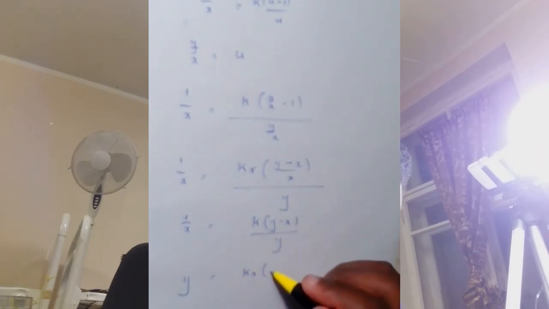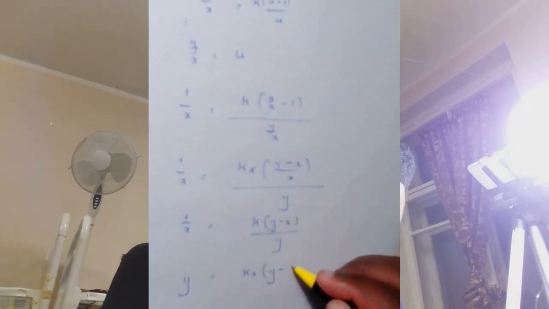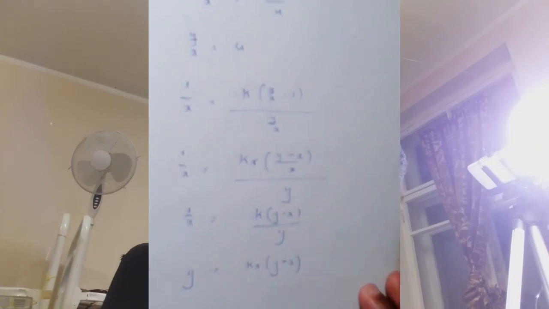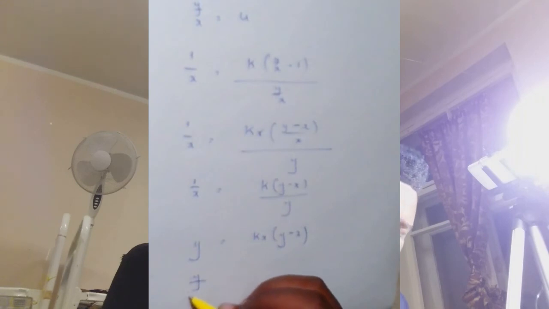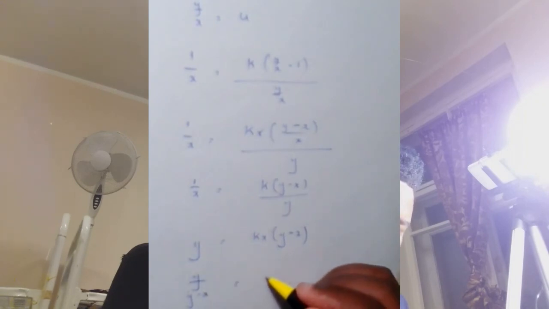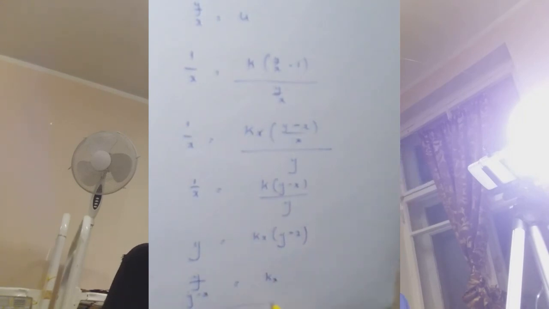multiplied by (y minus x), and this can be written y divided by y minus x is equal to kx, and this is our answer.